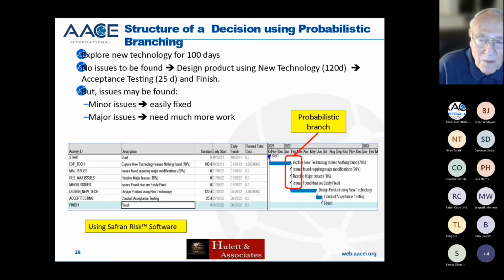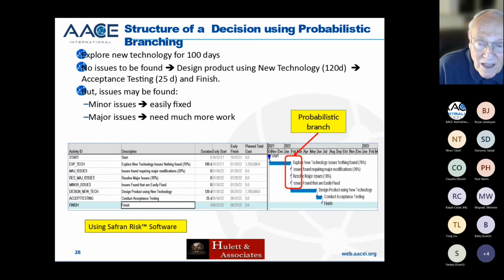And so here's a picture of a probabilistic branch. Fundamentally what it says is, we explore new technology. How long will that take? If it takes 100 days in this case to explore that technology and to satisfy ourselves that we can go on to developing it using the new technology, that's great. On the other hand, we might meet some small problems, or we might meet some really serious problems. The small problems will take a little bit of time, and the really serious problems will take a lot of time. And so that is the definition of our probabilistic branch. We either don't have any problems, or we've got little problems, or we've got big problems.